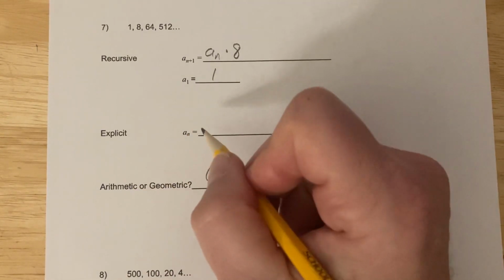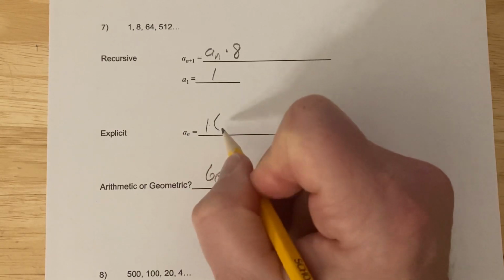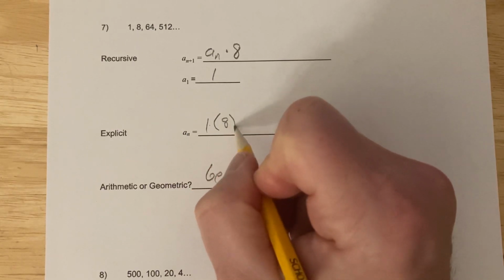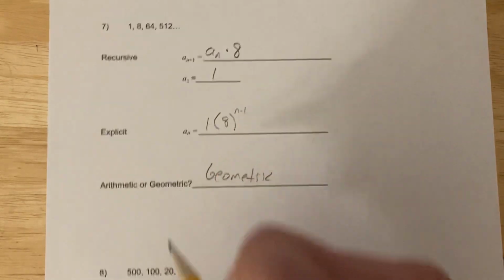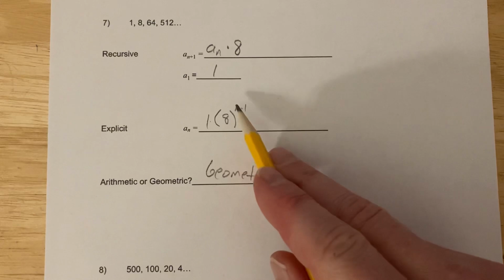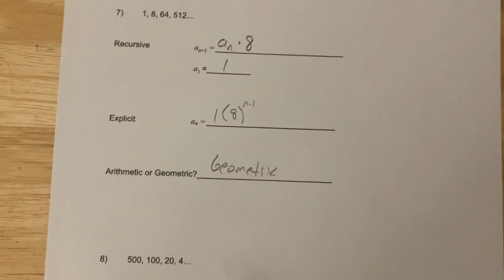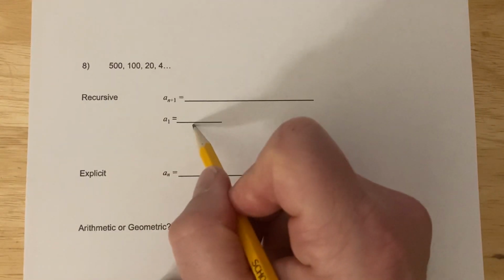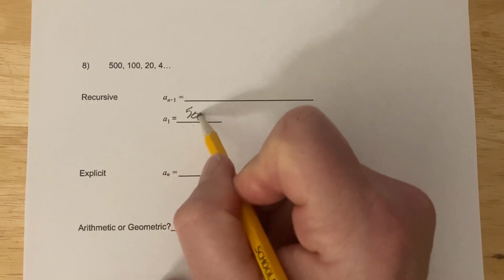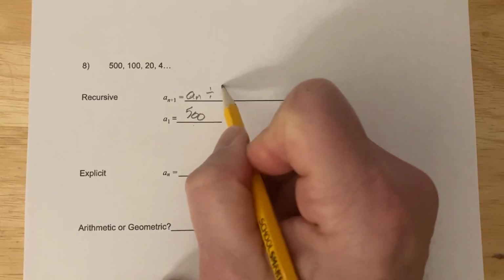So what would be the explicit here? Well, for a geometric, we're just going to put the first term down times what we multiply by to the n minus 1. First term, what do I multiply by? N minus 1. If we set it up like that, we're in business. Okay? And then here, same thing. What's the first term? 500. Okay. What are we doing to get to the next term? We are dividing by 5.